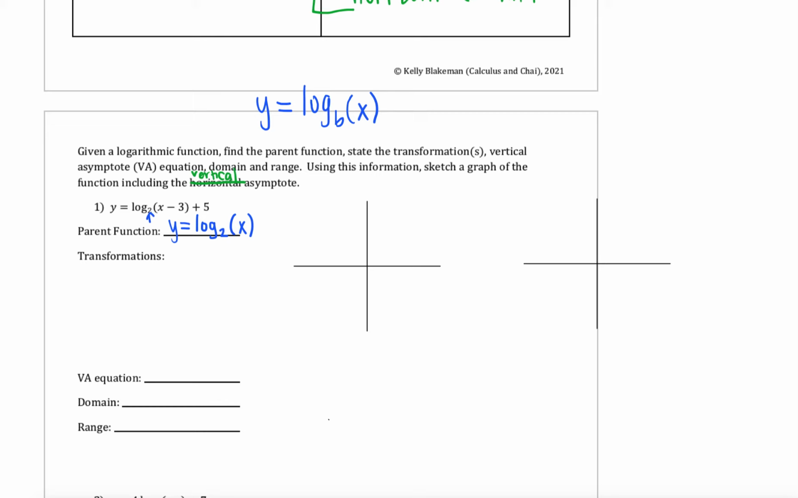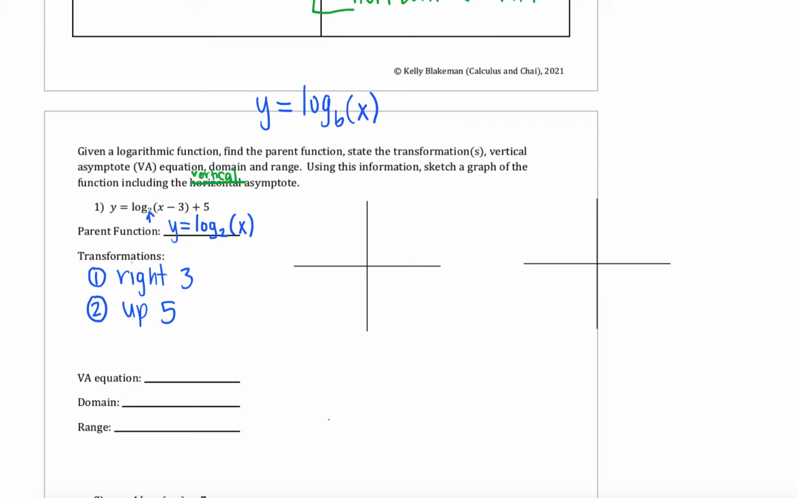How many transformations do we have in this first example? In this example, we have 2 transformations. Why don't you pause the video and list both of those transformations? Our first transformation is shifting to the right 3. That's coming from the x minus 3. And our second transformation is up 5, which is coming from the plus 5 outside of the log.